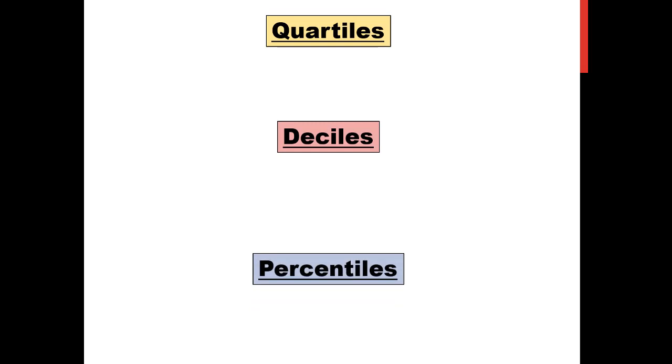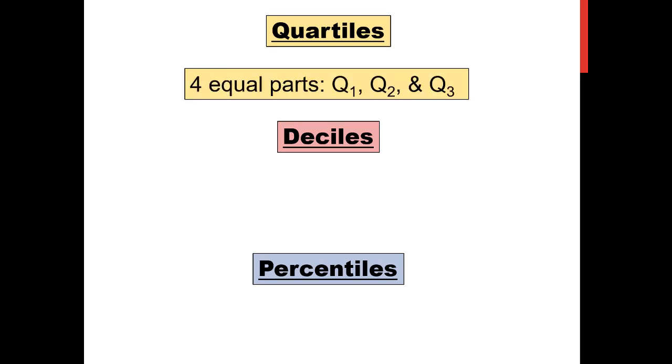We'll start with the quartiles that we've already talked about. Then there's also deciles and percentiles. You may have heard the word percentile before. That one is frequently used. Quartiles give us 4 equal parts, and we use Q1, Q2, and Q3 to define those 4 equal parts.